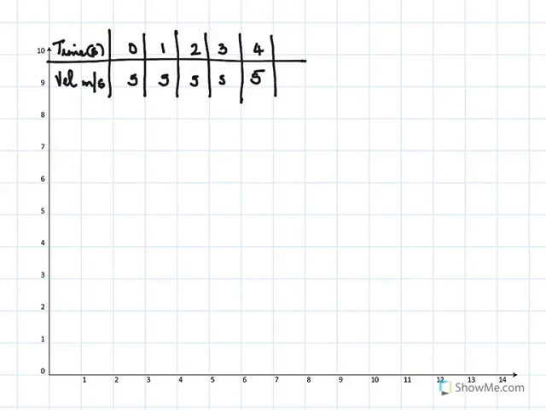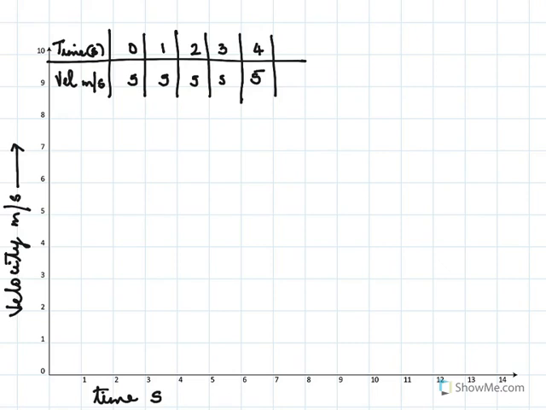So here we will draw the velocity time graph of a body. We take the velocity on the y-axis. So this is velocity here, which is always meter per second. And we take time on the x-axis, which is in second.